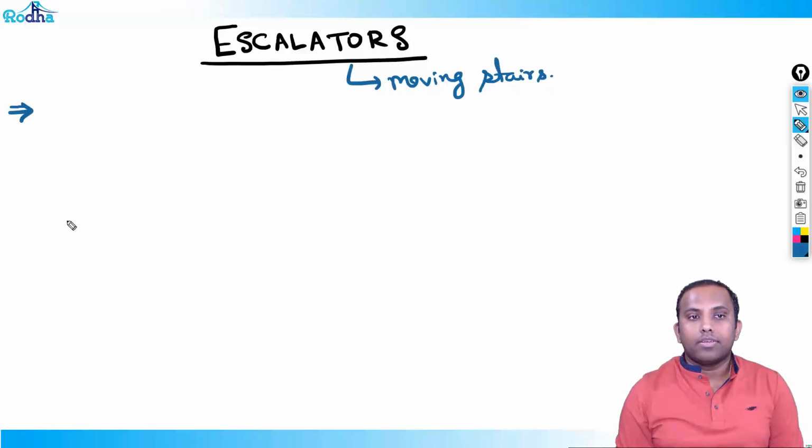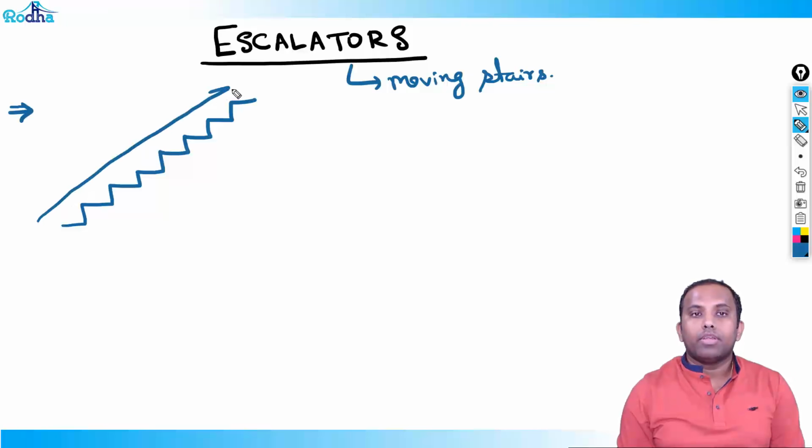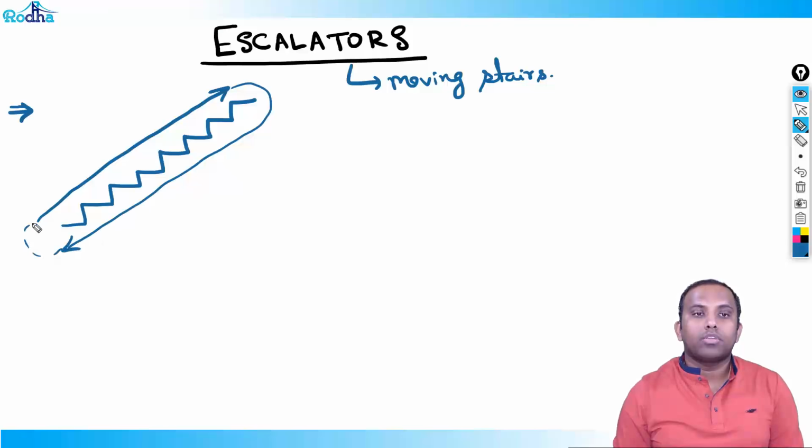Okay, so you've seen it, right? So this way, they'll keep on moving, right? The escalators will keep on moving. It goes, then again comes back, right? Again, then goes. So the escalators just keep on moving. This is an escalator.